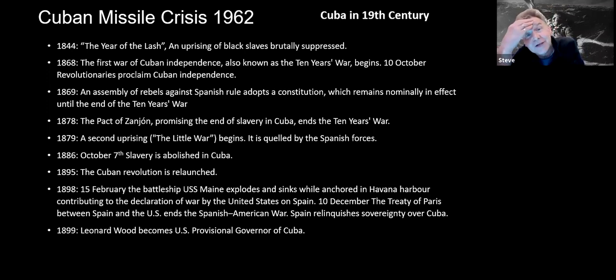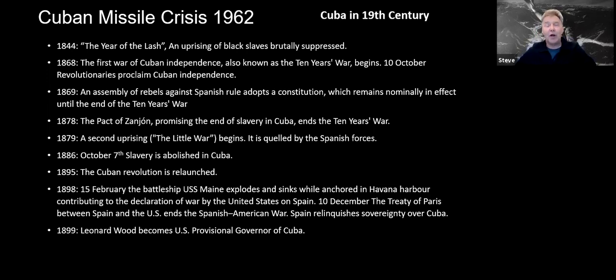The second uprising, finally slavery was abolished, and then in 1895 an actual Cuban revolution was relaunched, and in 1898 the battleship USS Maine exploded in Havana Harbor, and that was one of the contributing factors to the declaration of war by the United States on Spain. Now, it's still not clear who actually blew up the USS Maine. There are different theories about that.